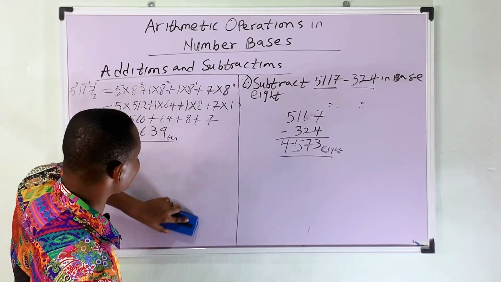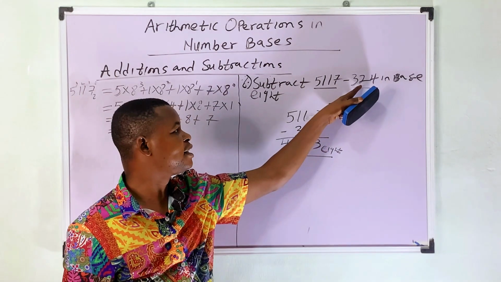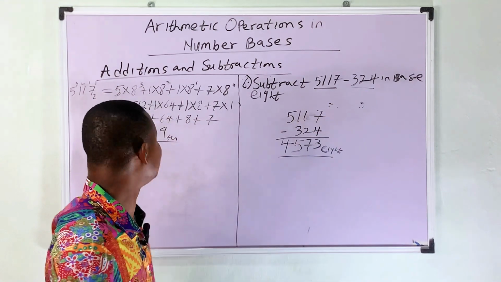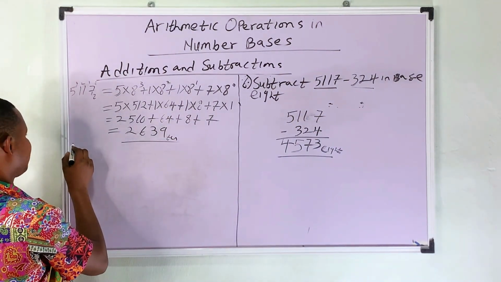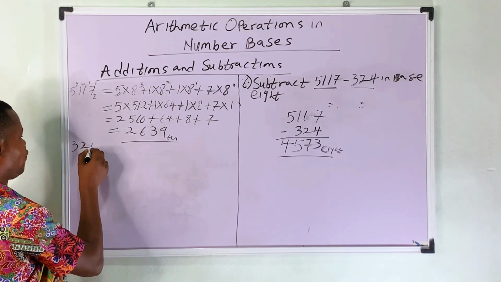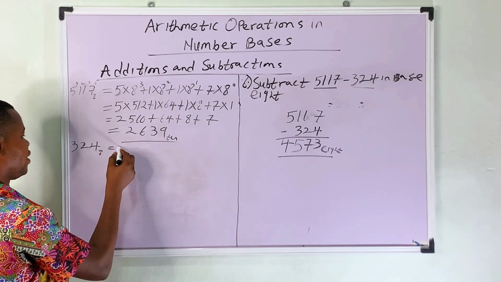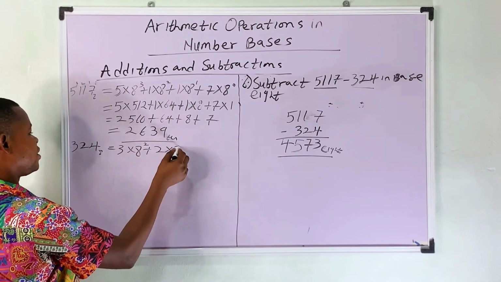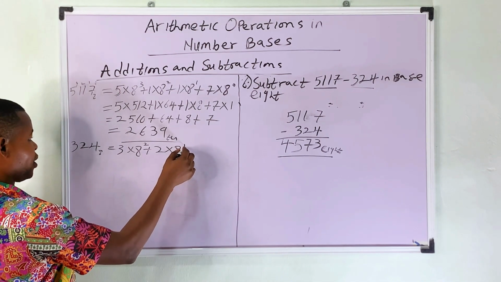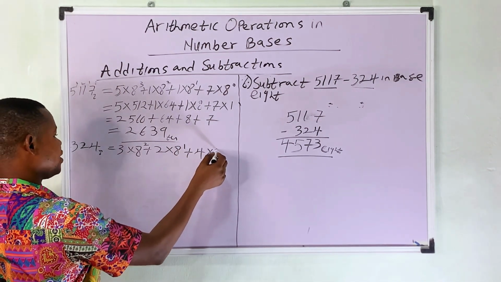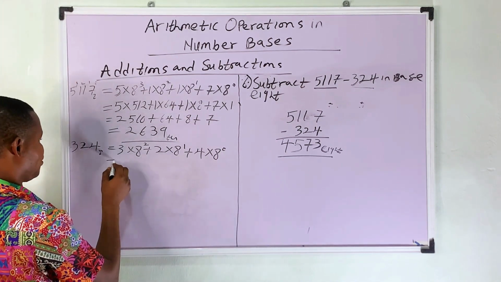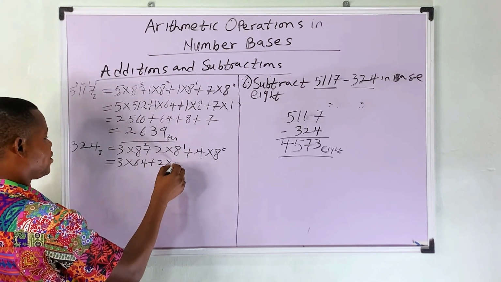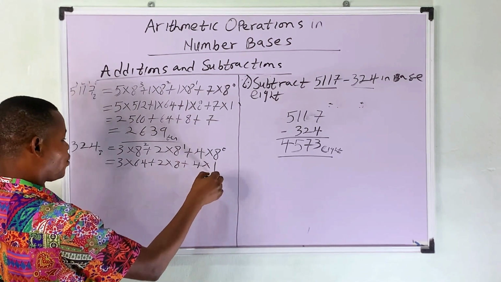So the next thing now, we're going to convert this 324 in base 8 also to base 10. We have 3 times 8 raised to power of 2 plus 2 times 8 raised to power of 1, plus 4 times 8 raised to power of 0. This is 3 times 64 plus 2 times 8 plus 4 times 1.